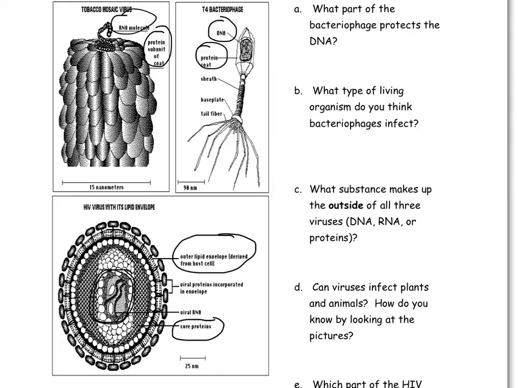So hopefully by looking at the pictures and listening to this, you'll be able to fill in the information. And really the bottom line from this page is that viruses have this general structure. They're not cells, but they have genetic information surrounded by protein, and they're very specific about what they can infect. So we cannot get the tobacco virus because we are not plants.